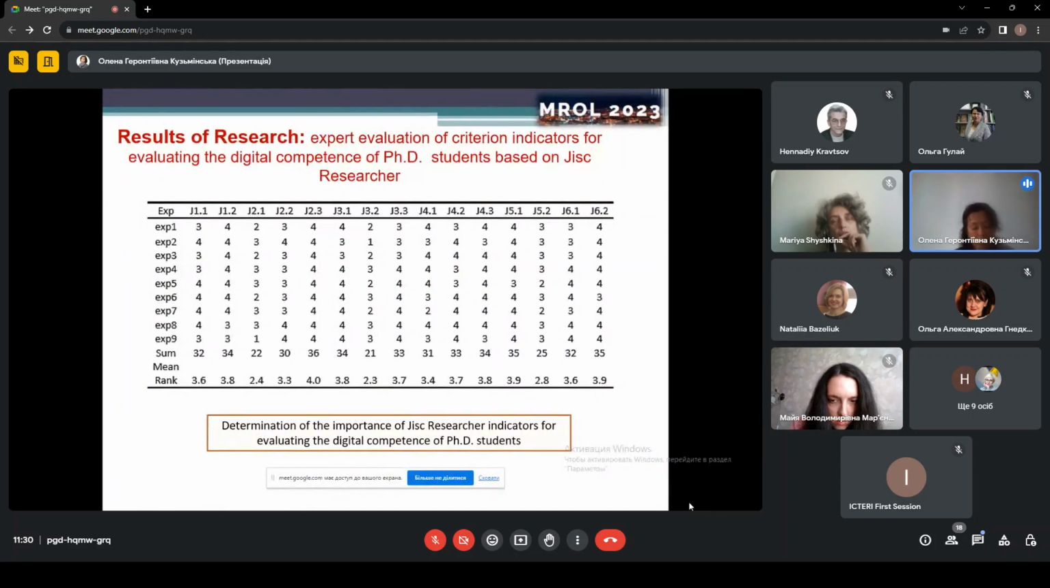As a result of the expert evaluation of the criterion indicators for evaluating the digital competence of PhD students based on the JISC researcher model, the importance of the selection criteria indicators turned out to be varied, but all the determined criteria, as you see in this table, turned out to be significant, which indicates the correctness of applying the digital researcher model for determining the level of digital competencies of PhD students.